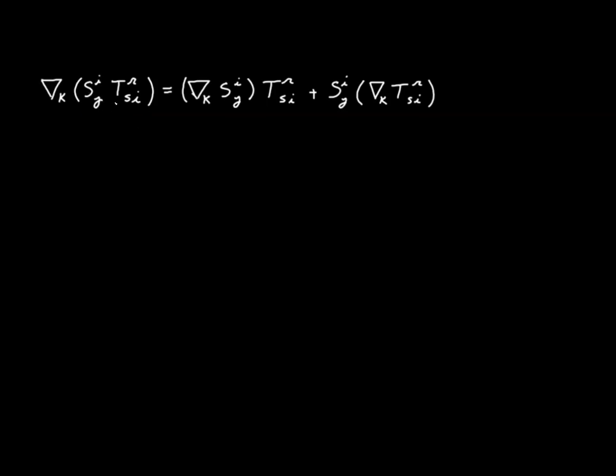So the product rule would be that we first take the covariant derivative of the first factor, like so, multiply by the second factor, then multiply the first factor times the covariant derivative of our second factor. So let's see if that works. We'll proceed to expand each of these expressions out to their full expressions for the covariant derivative.